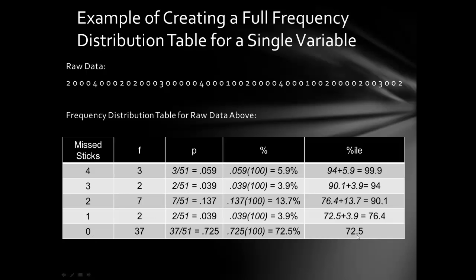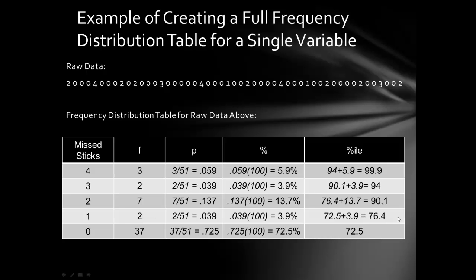So then to get to the next percentile, you'll add the percentile for the score below it to the percentage of scores with that value. So to find the percentile for one missed stick, you add 72.5 to 3.9, and you get 76.4. So in other words, 76.4% of all the nurses in this data set have as many or fewer missed sticks than a nurse with one missed stick.